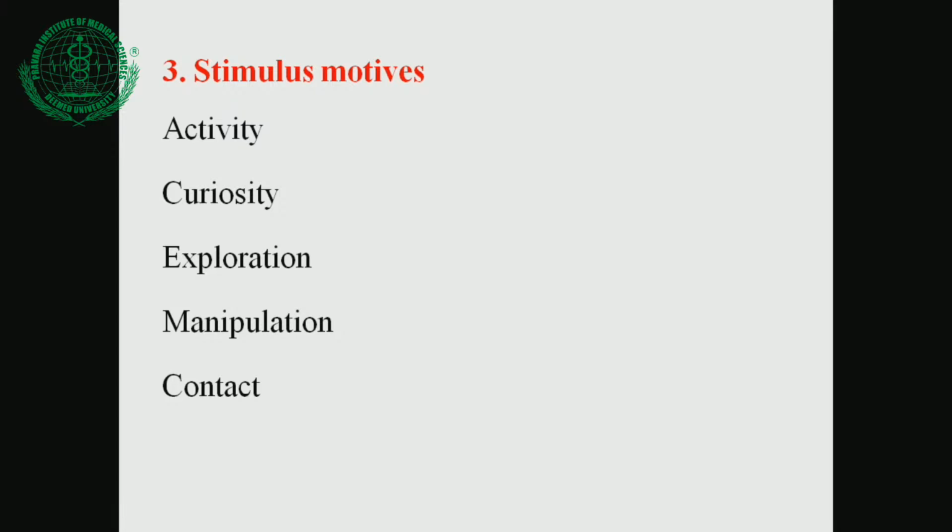Manipulation. Here you want to do some task, or the child is imitating the behavior of the parents and wants to show his independence, and that's why he is doing several activities. That is nothing but manipulation. This curiosity is present in the adult also, but the only difference is that it is always in relation with the reality.